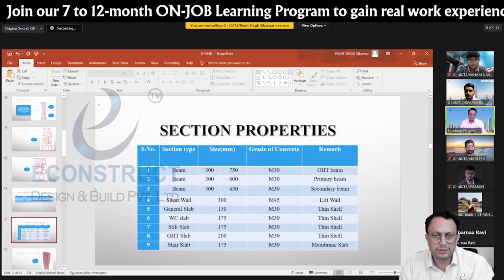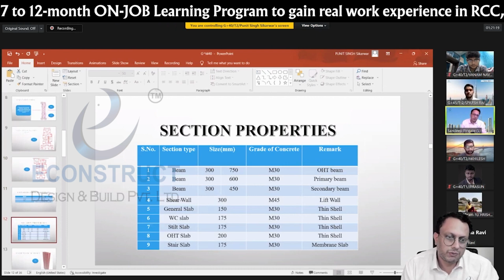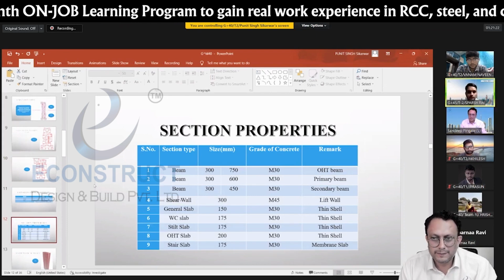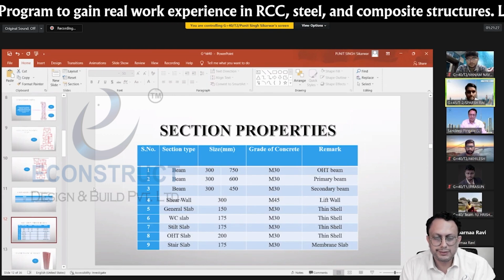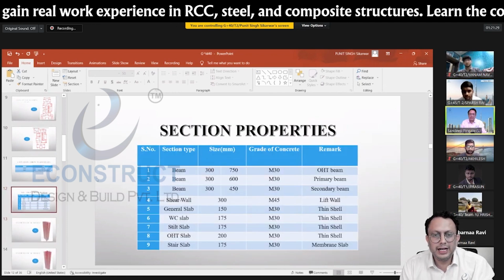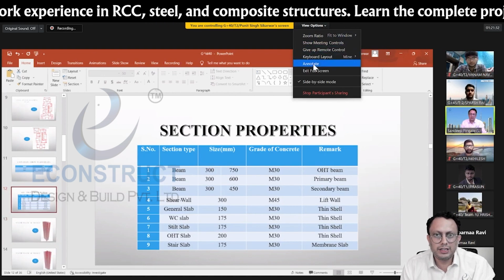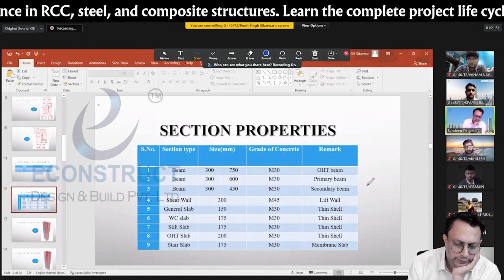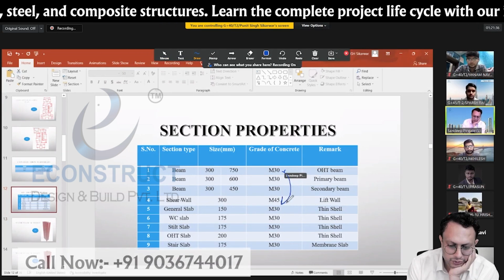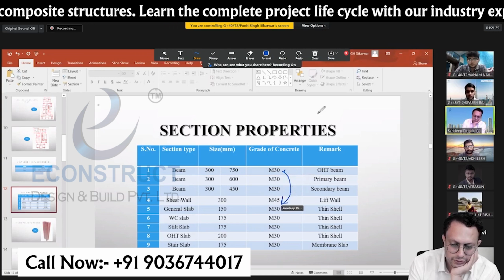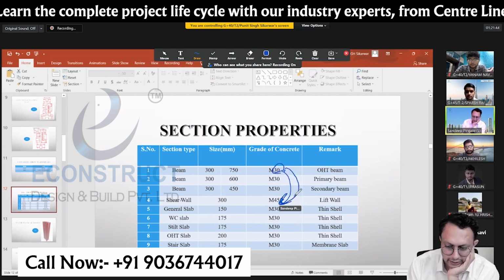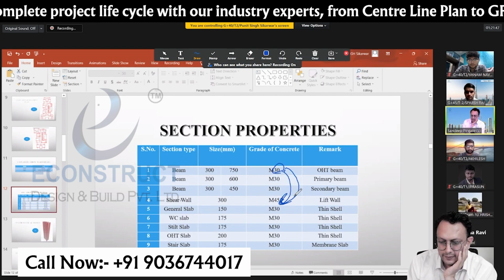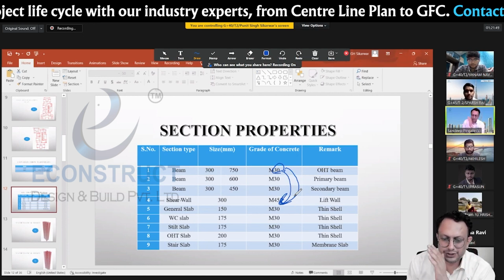Construction materials, section properties are also given here. All shear walls are 300 mm. Yes, sir, M45 grade. Generally, the grade of the concrete should be stepped by two grades. Here and here it has to be two grades apart. So M30 here, M40 here, M40 here, M50 here, like that. It should not be M30 and M60, something like that.